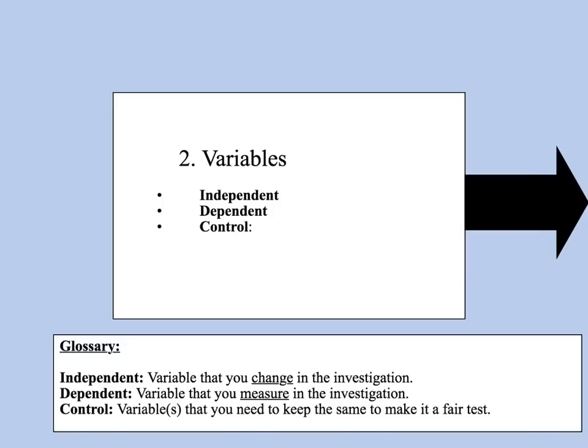And the dependent is the thing you measure. So if you're doing a gravitational field strength, you might change the height from which you drop the ball and then measure the time taken for it to hit the ground. So that's the thing you measure, that's your dependent variable.